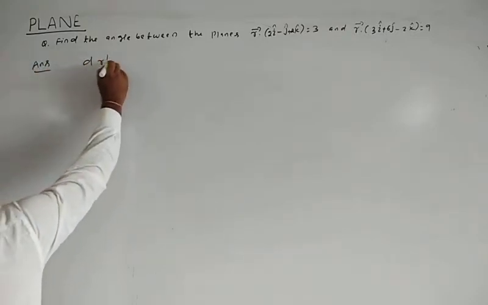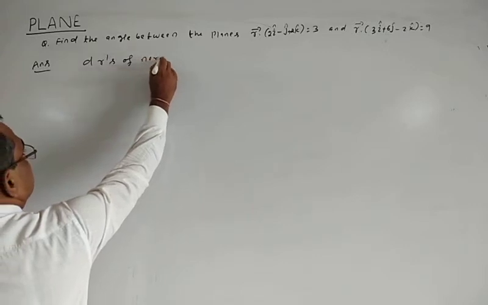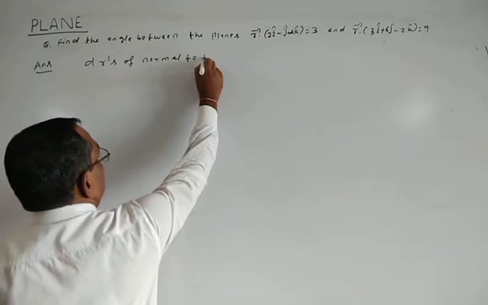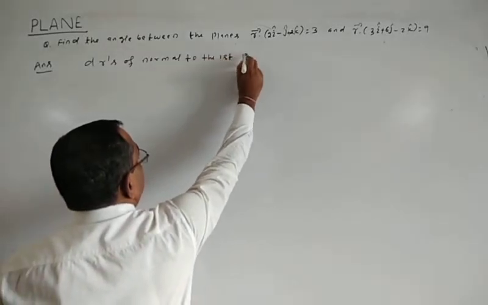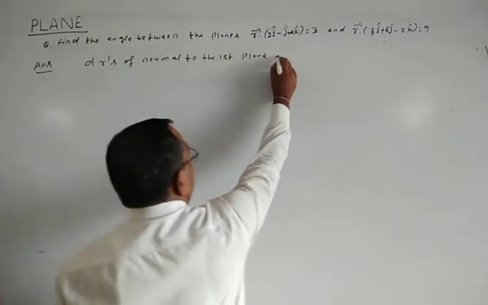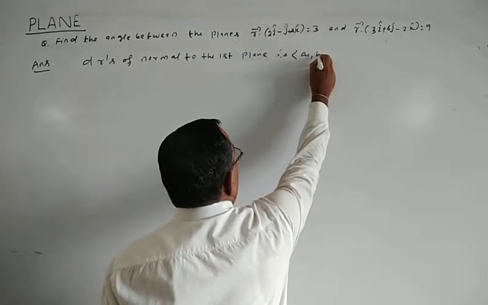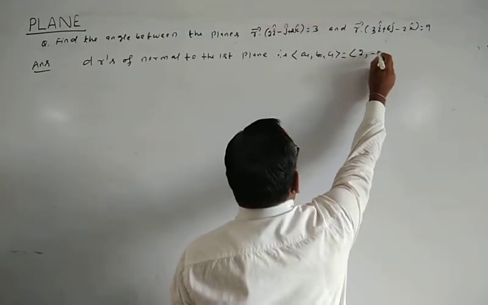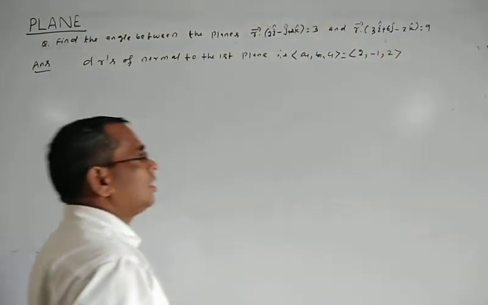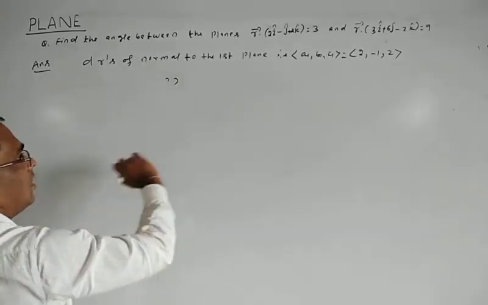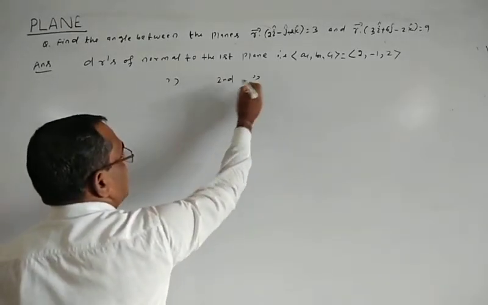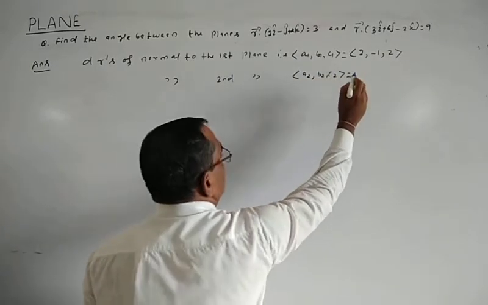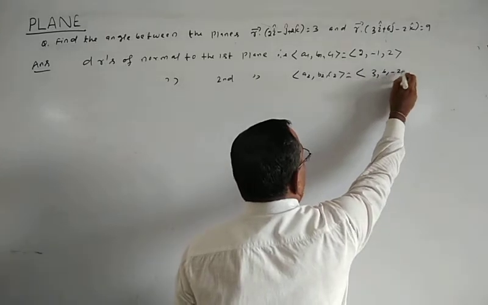Direction ratio of normal to the first plane, that is a1 b1 c1, is equal to 2, minus 1, 2. Okay, and direction ratio of normal to the second plane, that is a2 b2 c2, is equal to 3, 6, minus 2.